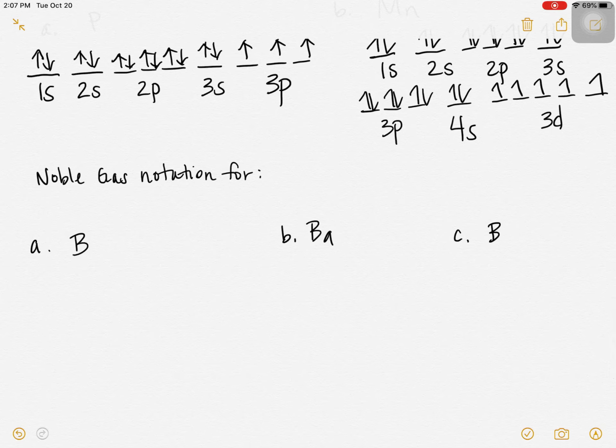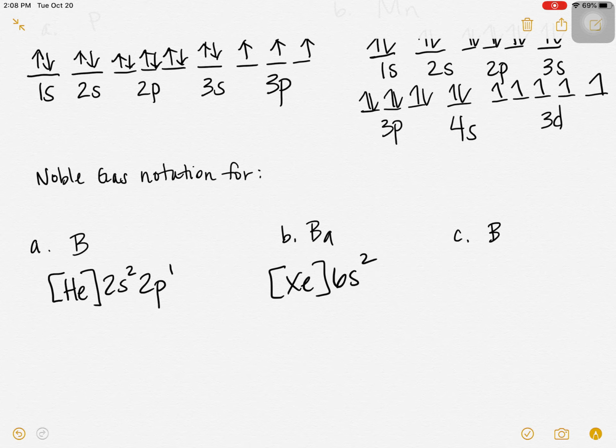Noble gas notation for boron, go back to the previous noble gas which comes before, which is helium, and continue from there. So that would be 2s2, 2p1. Barium, you really wouldn't want to write a whole configuration out for barium, so noble gas is the way to go. So the noble gas which comes before barium is xenon. And then we continue from there, which is very short, which would be 6s2.